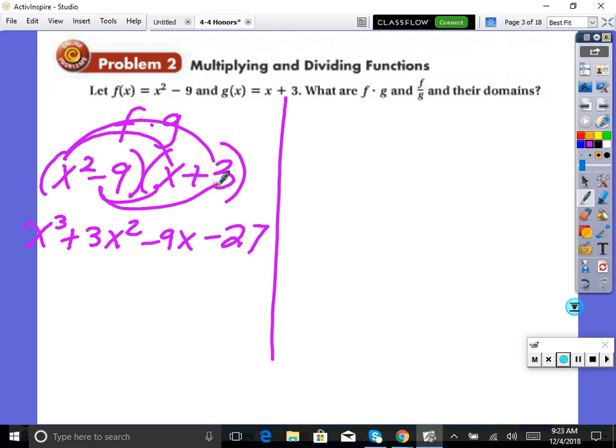Now f divided by g. So that would be f on top, g on bottom. So my f on top is my x squared minus 9.